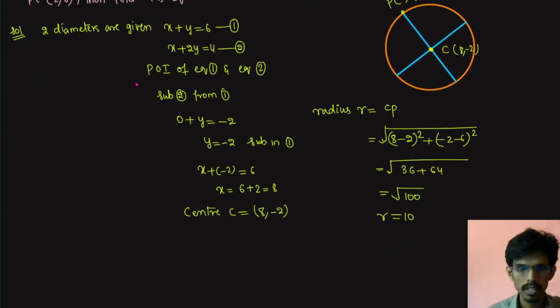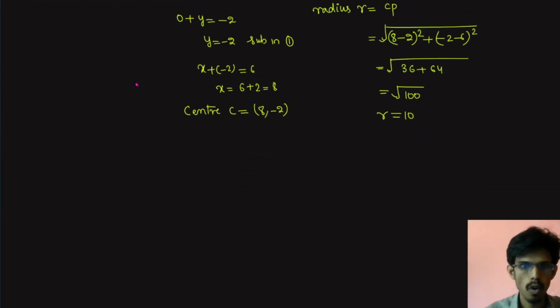Now using center and radius, the form of an equation of circle is x minus h whole square. Let us take the center as h comma k.